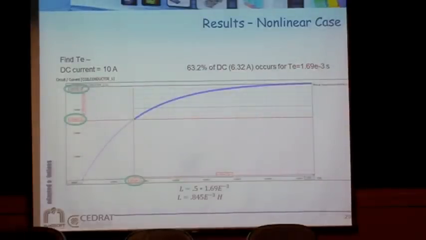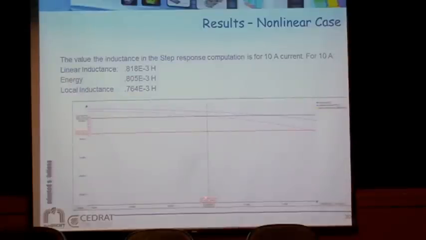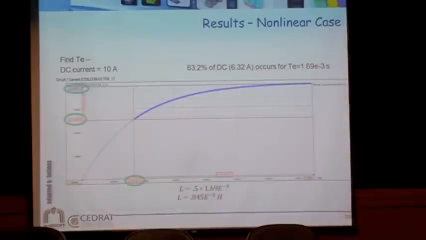So I'm coming here, because 6.32, I'll find it here. I'm coming here, getting the time. And if I get this inductance, I'm going to get 0.845 e minus 3. So now I need to see where it goes on the curve. So I'm going to look at 10 amps. This is 10 amps. And we said 0.845, is this right? 0.845 millihenry.